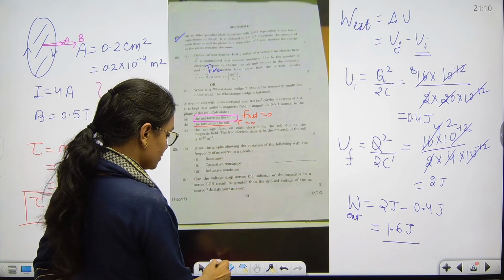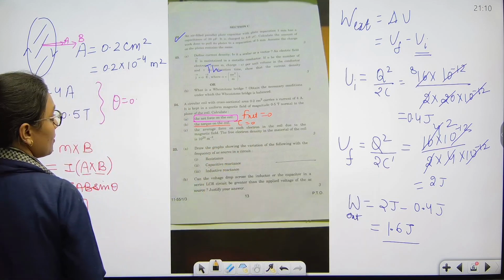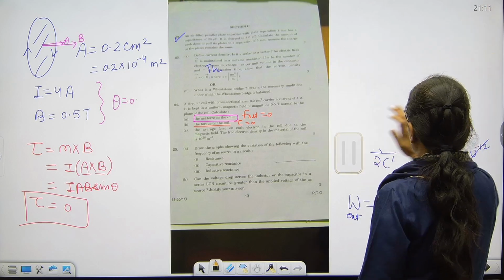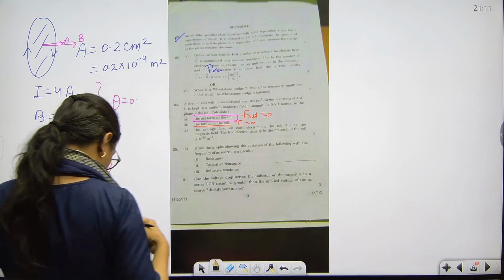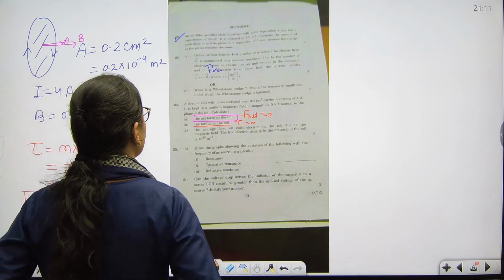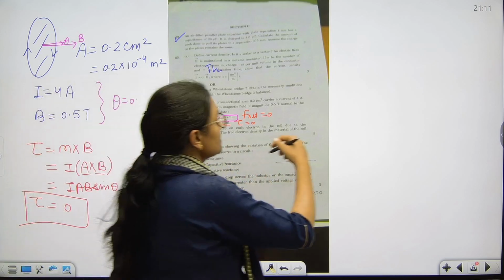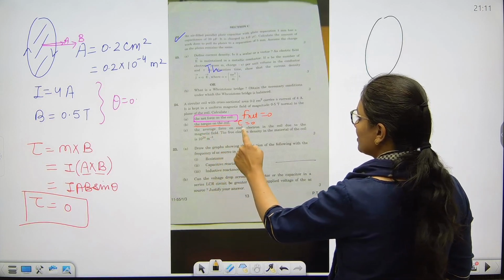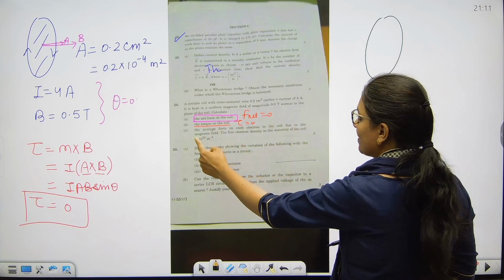Then we have the average force on each and every electron. Now please understand this particular part. We have to find the average force on each electron in the coil due to the magnetic field. Now let us understand. This is the coil.